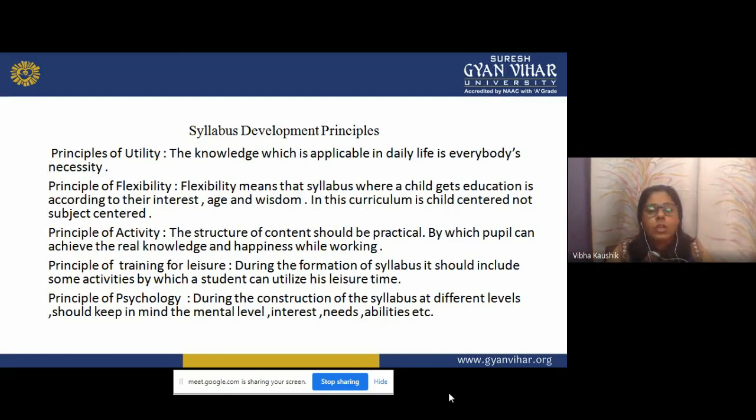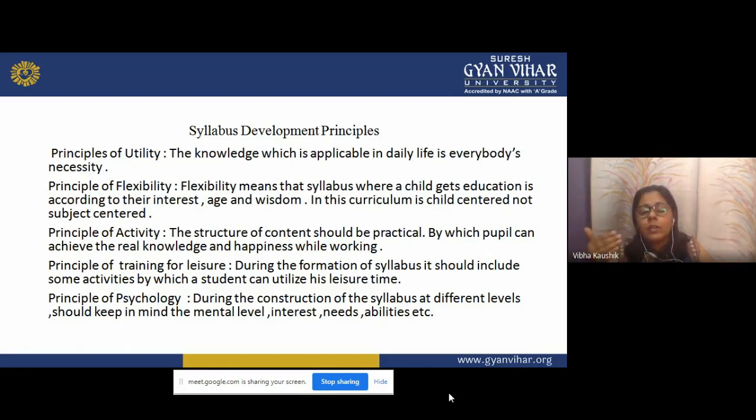Principle of psychology. During the construction of the syllabus, while we are designing the syllabus at different levels, whether for the primary level, the secondary level, the senior secondary level, or the college or university level, we should keep in mind the mental level, interests, needs, abilities, etc. of the learners. So when we are constructing a syllabus at different levels, we should keep in mind the psychological principles.